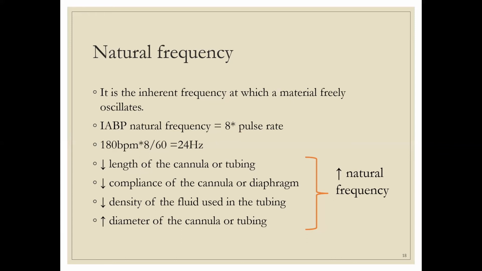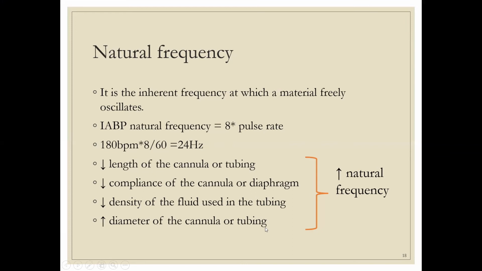So ideally, for an intra-arterial blood pressure monitoring device, its natural frequency should be 8 times higher than the pulse rate. So normally in a human, how much is the maximum heart rate we want? In a normal sinus rhythm, it is expected to be around 180 maximum. So the natural frequency of the arterial blood pressure transducing system should be 180 into 8 by 60, which is roughly 24 Hertz. So we want the natural frequency of our system to be around 24 Hertz.